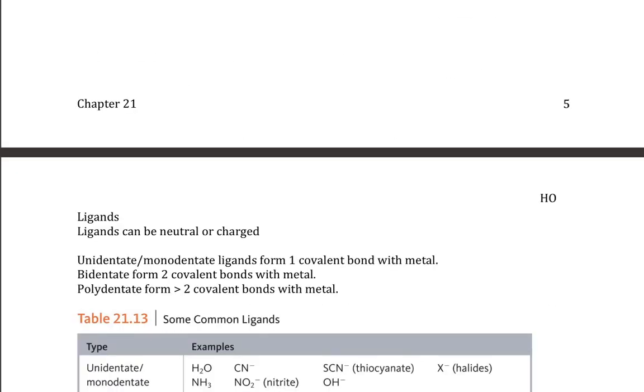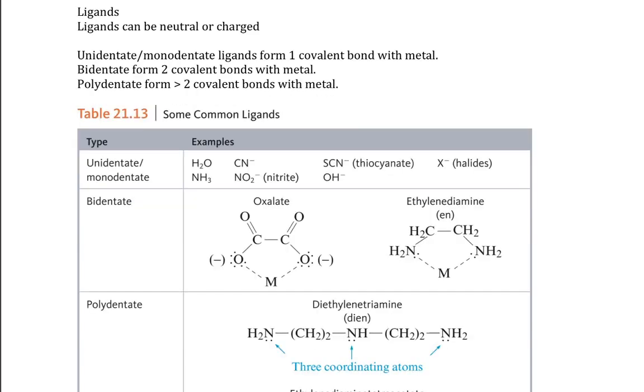Okay, now we'll get into the ligands more. The ligands can be neutral or charged. The ligands can form only one covalent bond with the metal, and if so, they're called unidentate ligands or monodentate ligands. Some ligands are bidentate ligands. They form two covalent bonds with the metal. They kind of wrap around it. Some form even more than two covalent bonds with the metal, and we often refer to those as polydentate ligands.